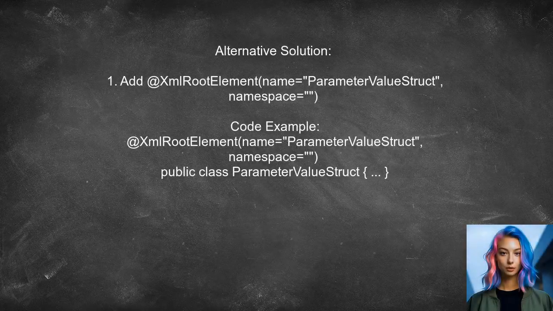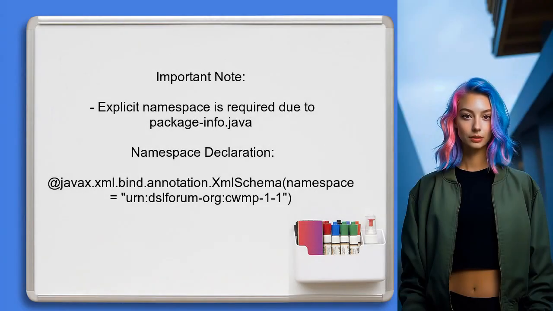An alternative solution provided by another user suggests adding the annotation @XMLRootElement with an empty namespace to the parameter value struct class. This adjustment helps resolve the casting issue. This user emphasizes the need for the explicit namespace due to the package-info.java file. This small change can help ensure proper unmarshalling of the JAXB objects.